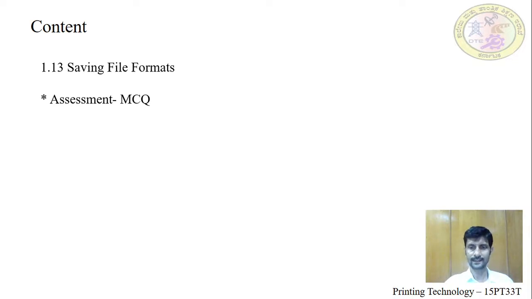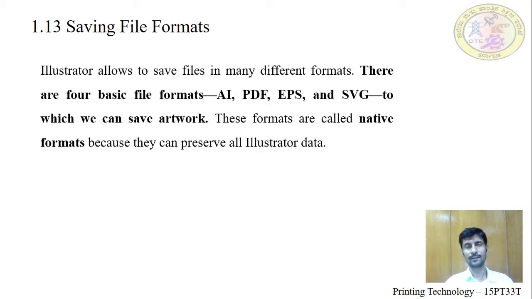Now we will understand the saving file formats one by one. In Illustrator software, we can create or save the default file in different file formats. There are mainly four basic file formats: .ai, .pdf, .eps and .svg. These stand for the file extensions to which we can save the artwork.